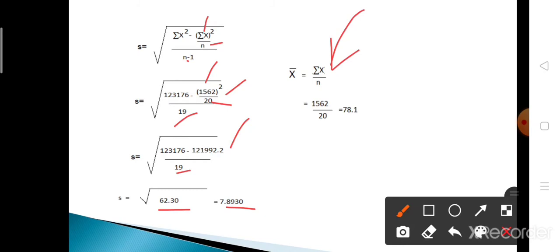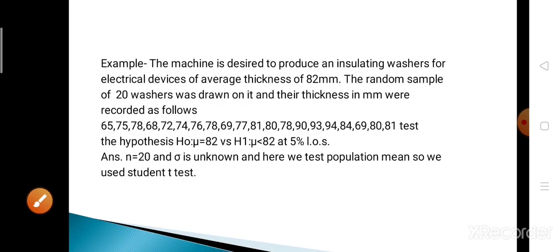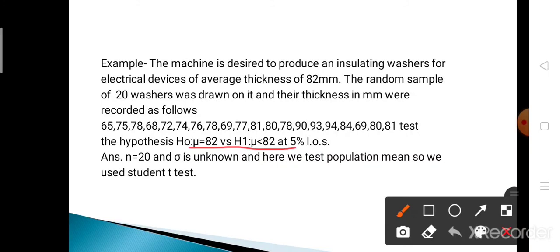What is the first step involved in the testing of hypothesis? To formulate the null and alternative hypothesis. We are given in the example H0: mu is equal to 82 versus H1: mu is less than 82. Now the second step is specification of the level of significance. We are given 5% LOS, LOS means level of significance, so alpha is equal to 5%.